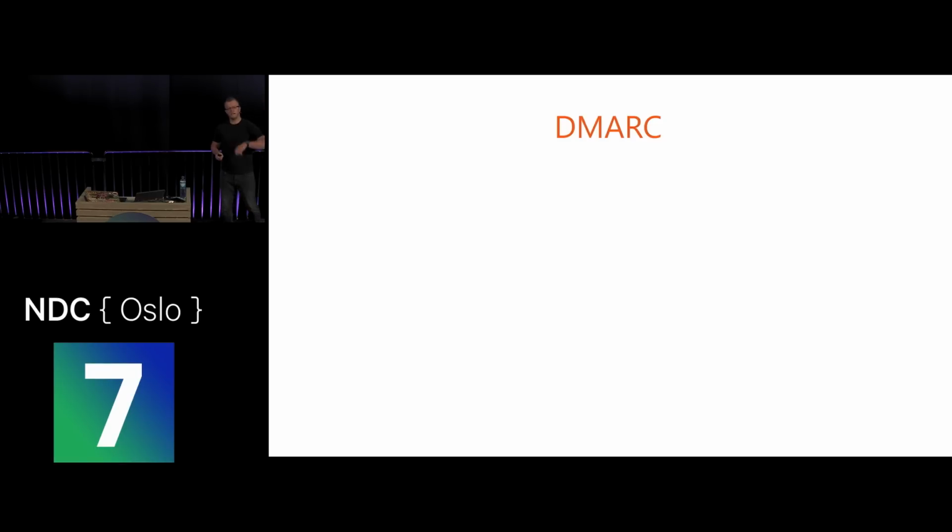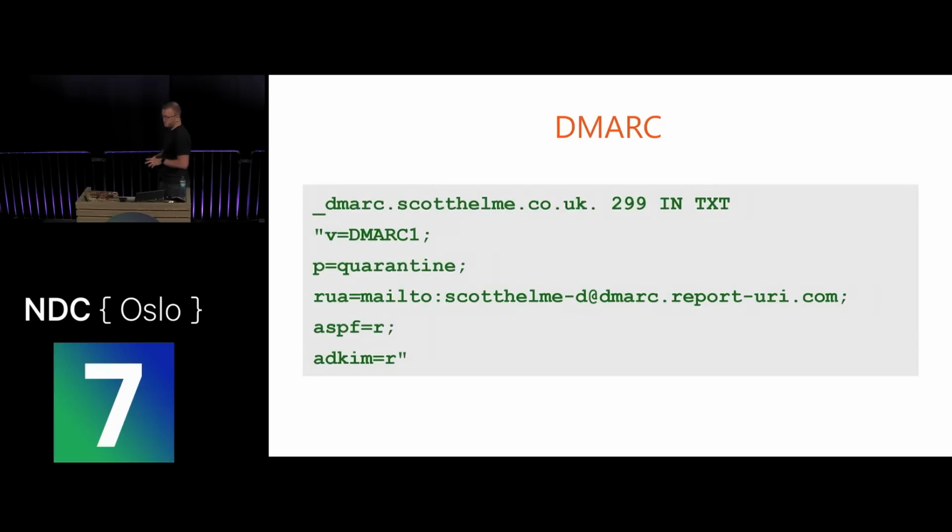Like if SPF and DKIM fails, someone might just toss that email away and say, this isn't from Scott, we're just going to throw it in the bin. But I still don't know that someone out there is sending emails impersonating me. And this is where DMARC comes in.